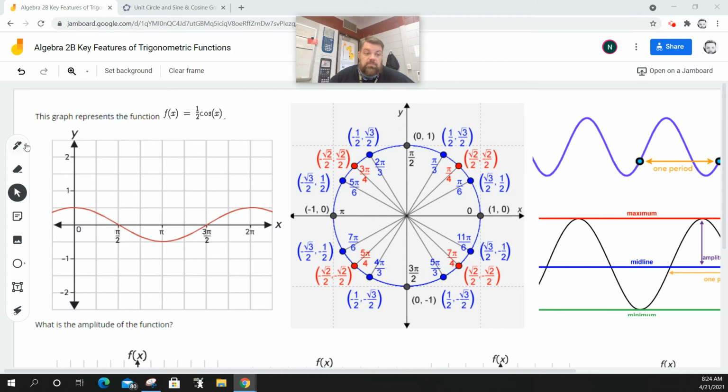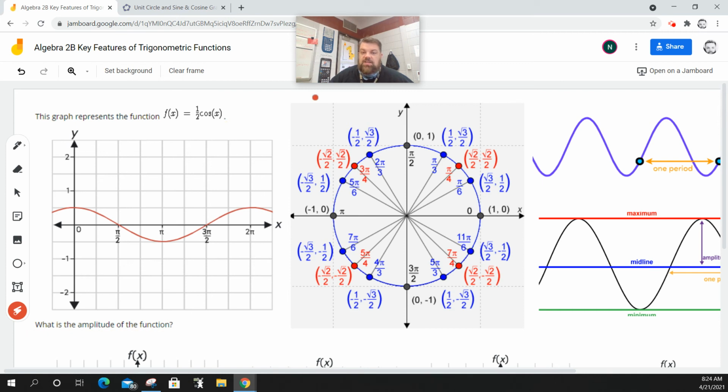All right, so in our first question on key features of trigonometric functions, I'm going to explain all the features. So the question says f of x is equal to 1/2 cosine of x. And then it says, what is the amplitude of this function?